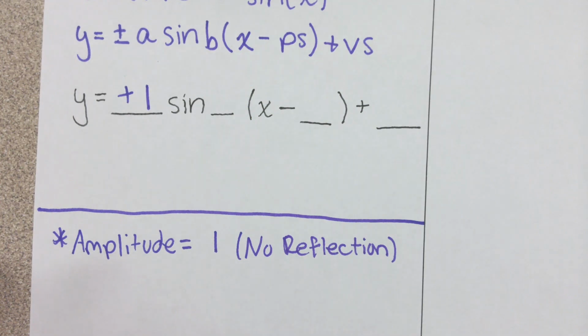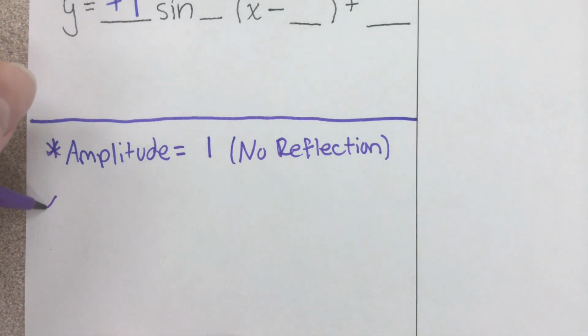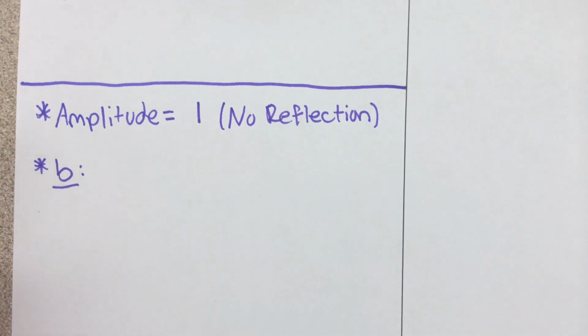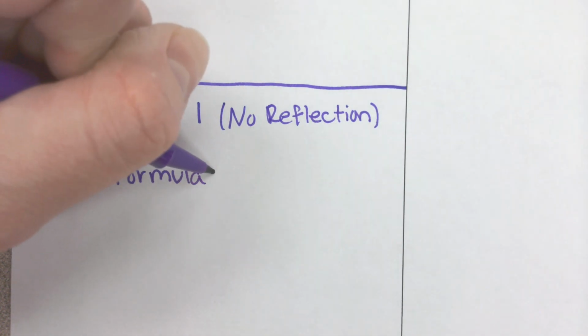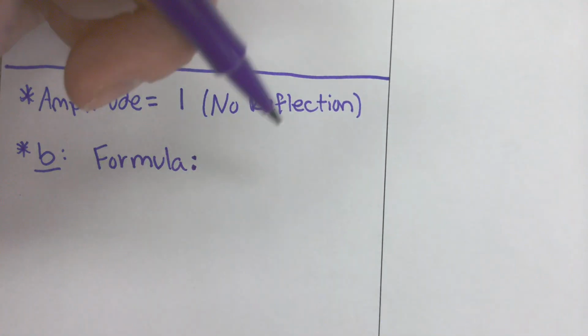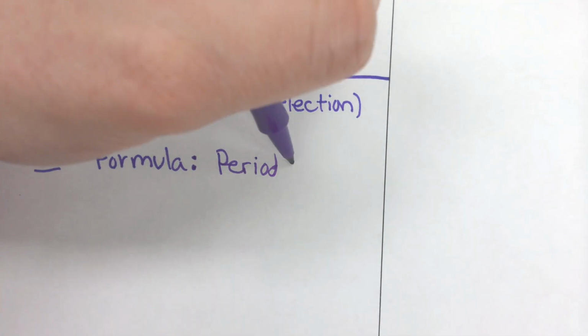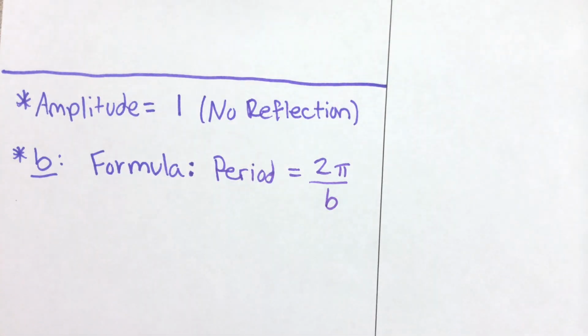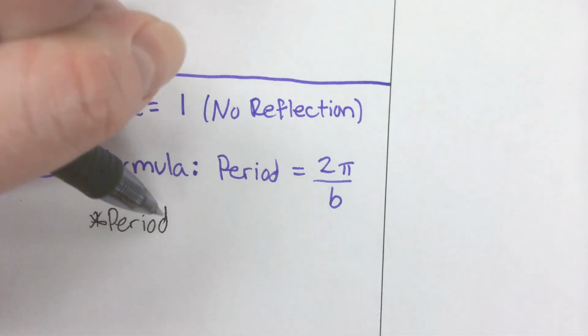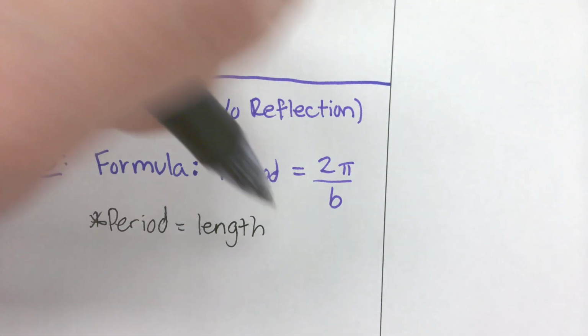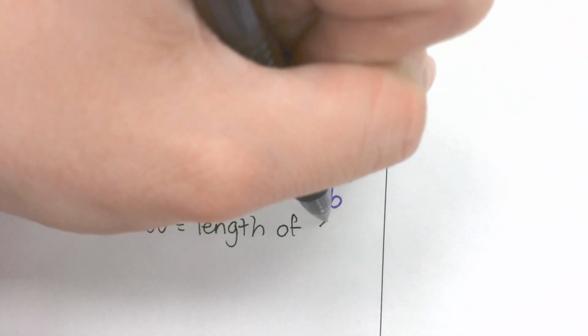Next we find B. B takes the most work out of anything. Now there is a formula you're going to have to use here. Period equals 2 pi over B. And reminder, the period is the length of one curve.